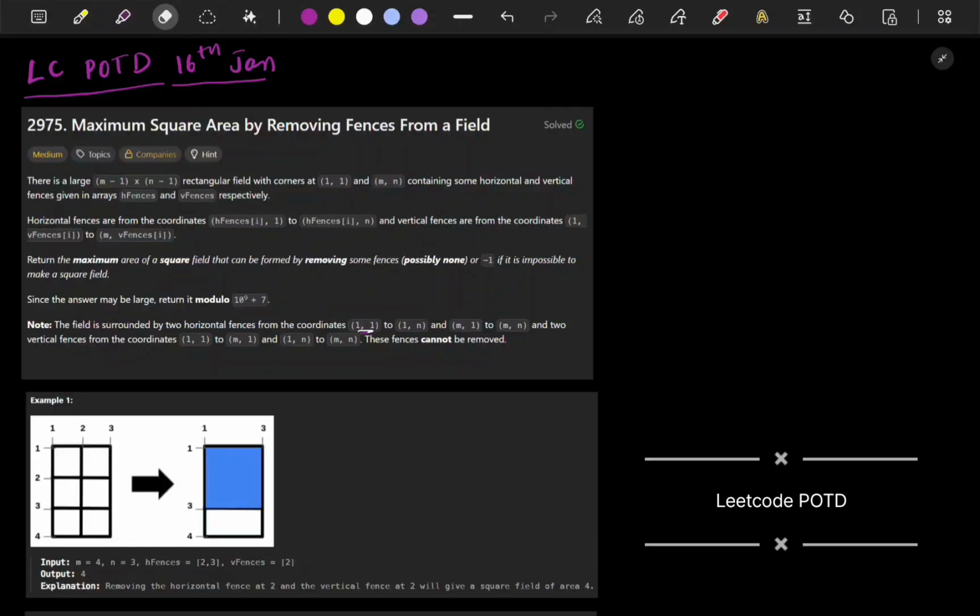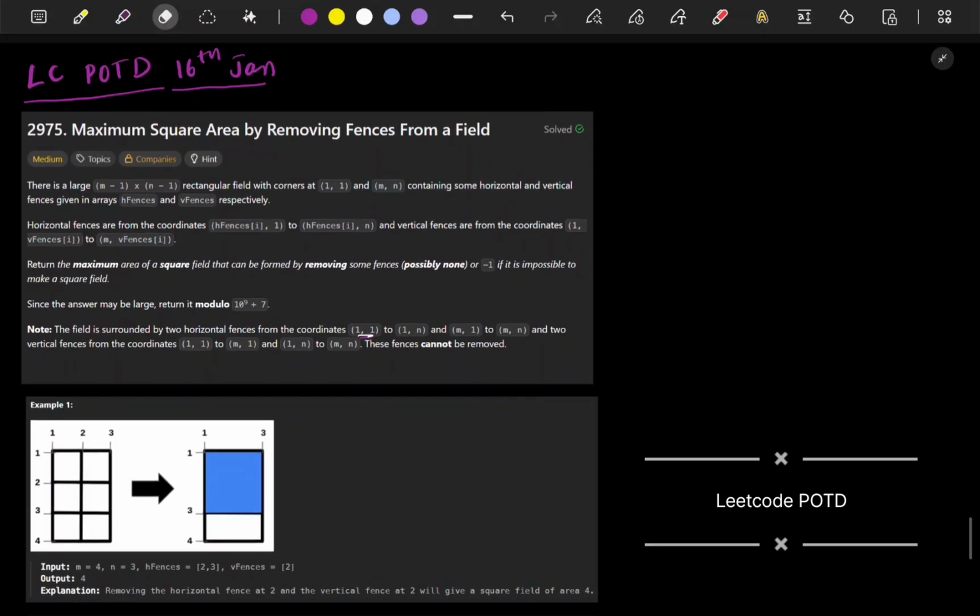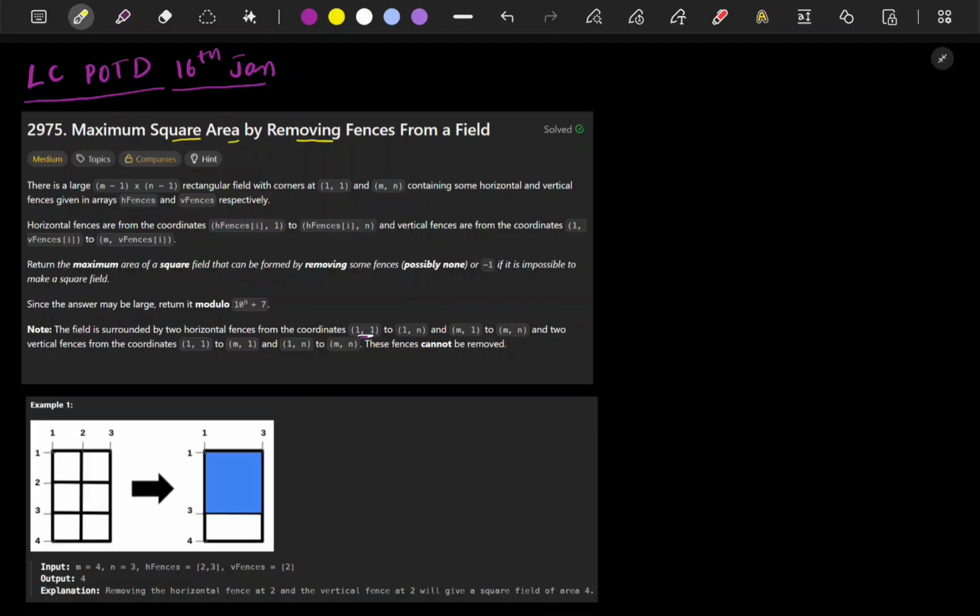Hello everyone, welcome to the channel, and let's straight away start with today's LeetCode problem of the day, which is Maximum Square Area by Removing Fences from a Field.